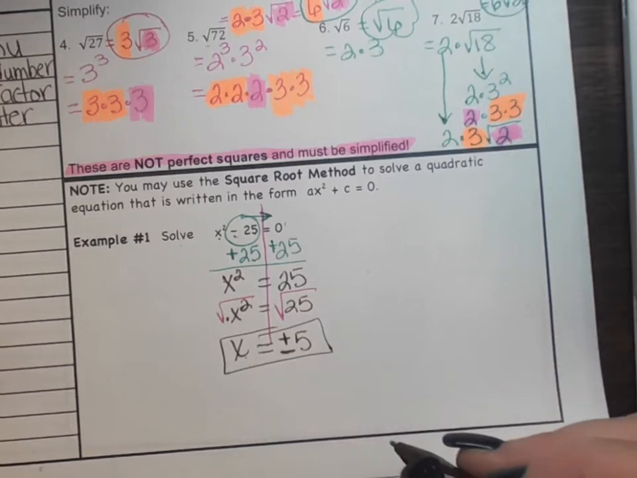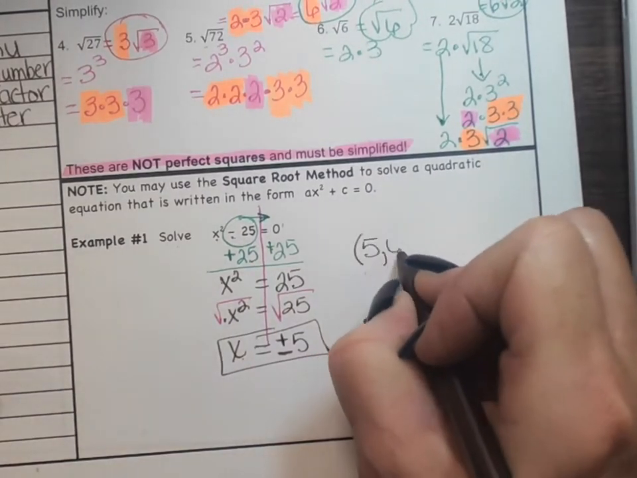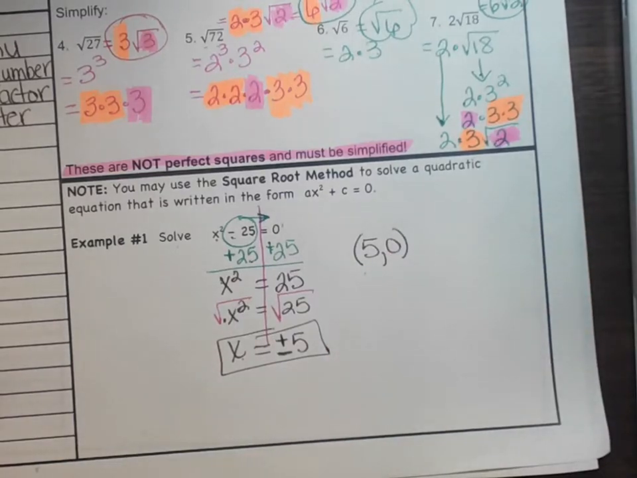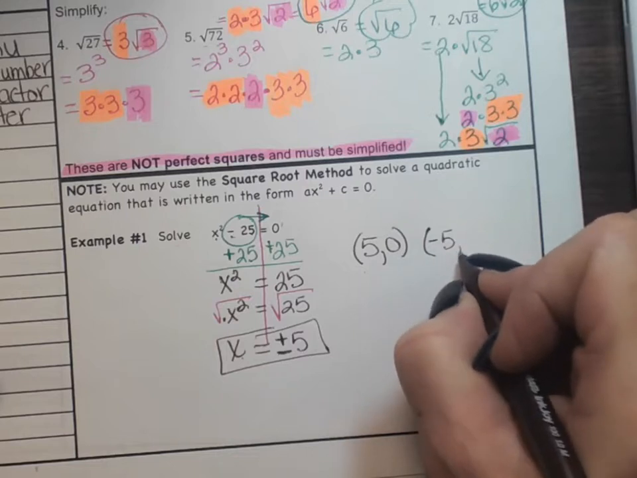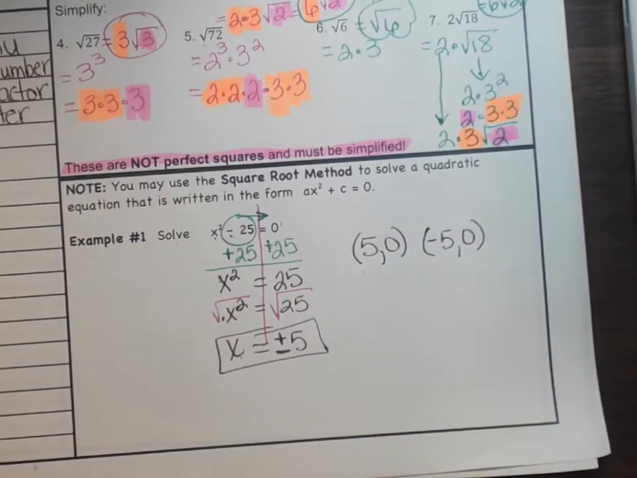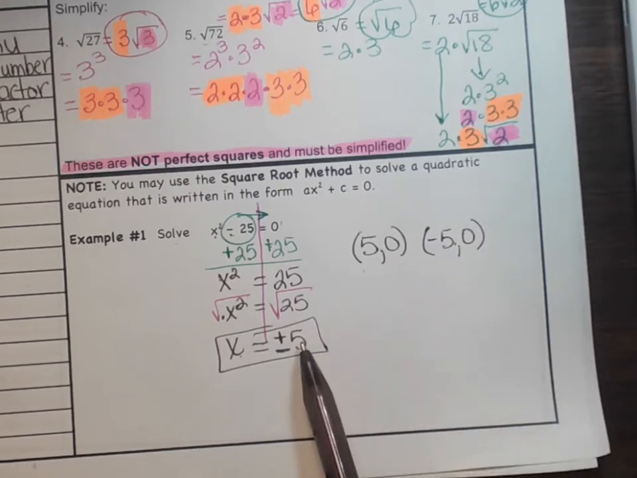Now, what I want to do is write that as ordered pairs. My solution is 5, 0, because that's the x-intercept, or negative 5, 0. So that's how you write it as ordered pairs. And remember, the reason we write it as an ordered pair is the solution to a quadratic is the same as the x-intercept.